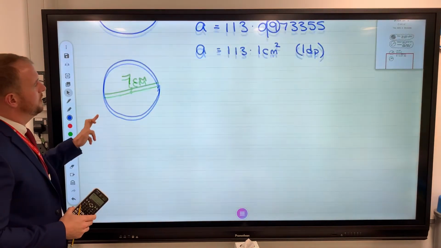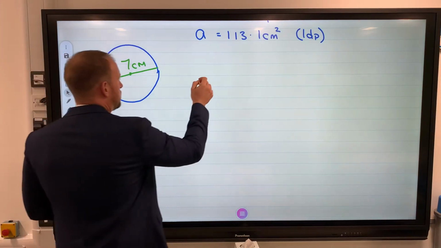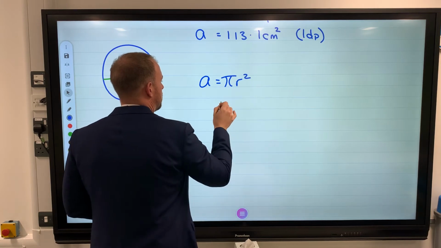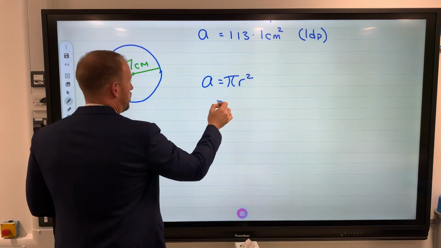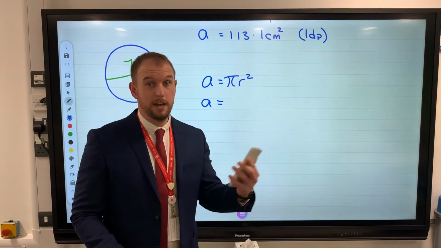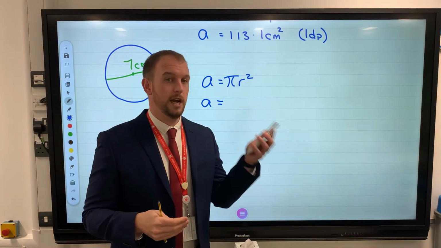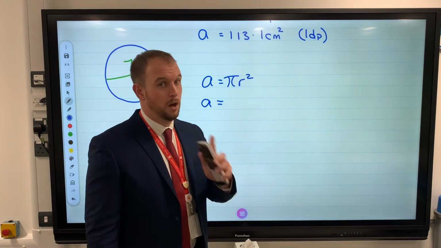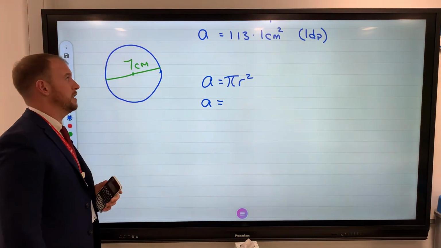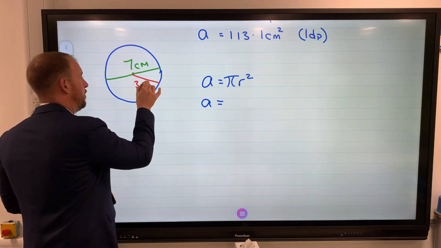Now, this circle is slightly different, okay? We know the formula for these questions to calculate the area is pi r squared. However, for this question, you have been given a diameter. Now, there's a direct relationship between a radius and a diameter, okay? Now, a diameter is double the length of the radius, or the radius is half the length of the diameter. So if this is our formula, to create a radius from this diameter, we need to half it. And half of 7 is 3.5.